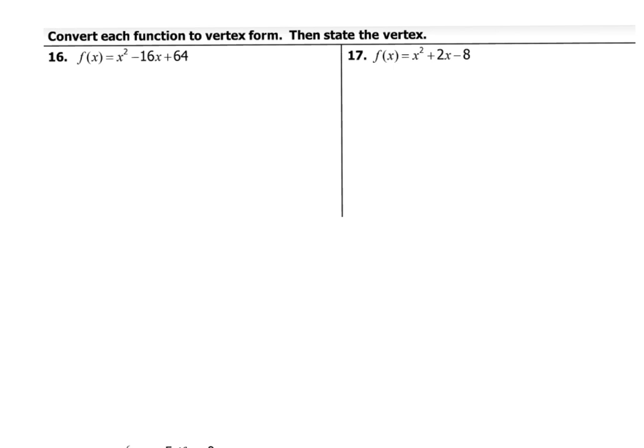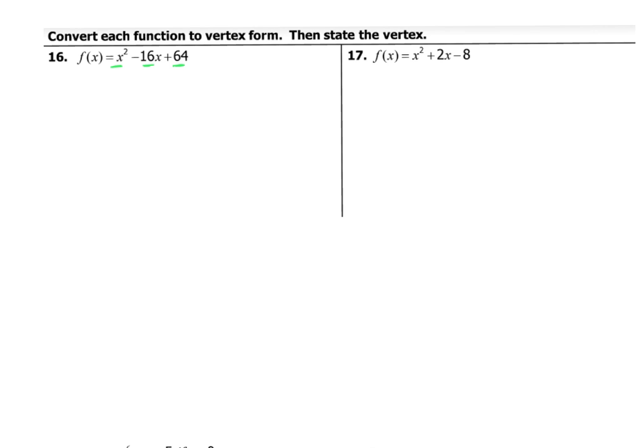Okay, so this video is part 2 of our Unit 3 study guide before we take our Unit 3 exam. We're starting off on numbers 16 through 19, where we are supposed to convert each of these quadratic functions to vertex form. Right now we're in standard form. We're almost in what we could call ABC order: x squared, then our x, then our constant. That would be our a, b, and c values.